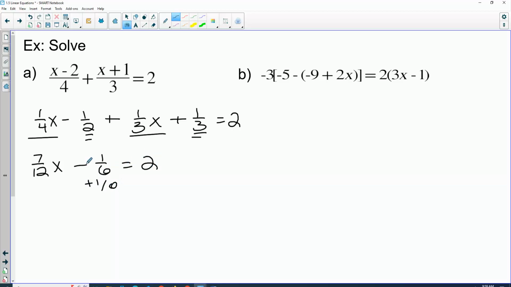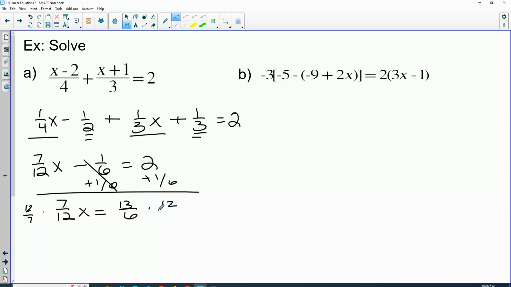So we add our 1/6 to the other side. So we have 7/12x equals 2 is like 12/6 plus 1/6. Divide by the 7/12, or if you don't want to divide, you could multiply by the reciprocal. Same thing. And we get 26/7. All right, so we don't have to only have nice integer answers. Fractions are going to happen. It's okay. And how would I check myself if I was unsure? Plug back in.